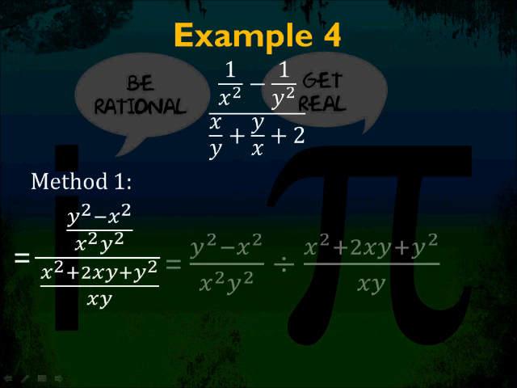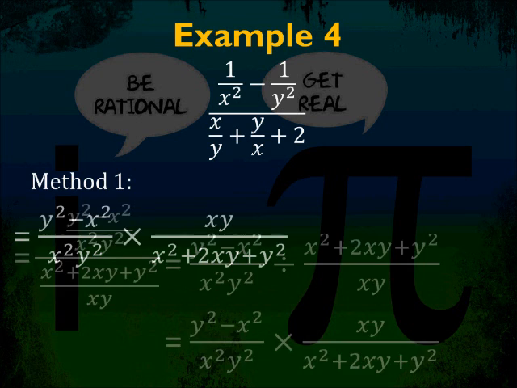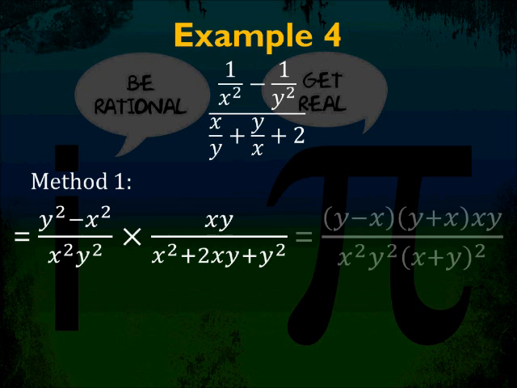So now I will divide the fractions by multiplying by the reciprocal. So you end up with something that looks like this. And you put it all together, you can factor. So y squared minus x squared is (y minus x)(y plus x). x squared plus 2xy plus y squared simplifies to (x plus y) quantity squared.